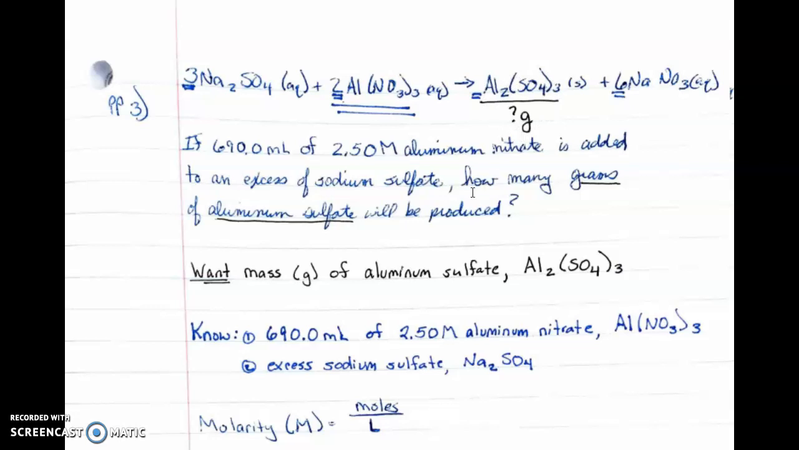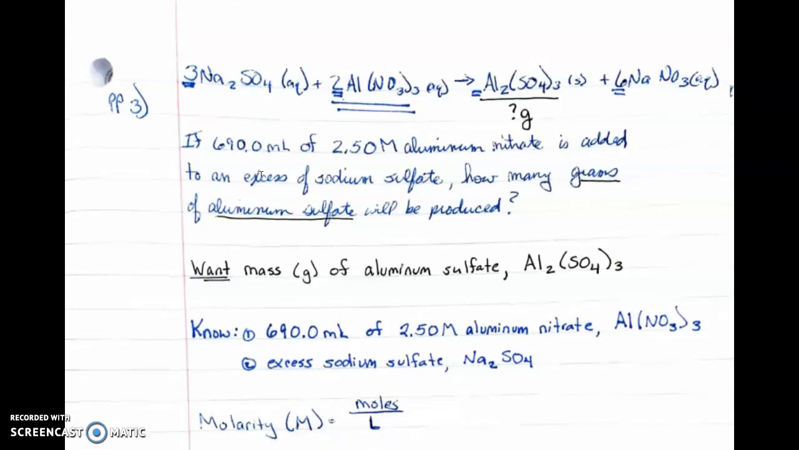So what else does the problem tell us? We know that we have 690 milliliters of a 2.50 molar solution of aluminum nitrate. Remember this capital M, when we talk about molar, this is talking about the molarity, the concentration of aluminum nitrate. And aluminum nitrate is this molecule right here, Al(NO3)3. And we have excess of this molecule, sodium sulfate. So this is really just kind of a bystander. We don't have to use this for any of our purposes, other than to know that it's not the limiting reactant.